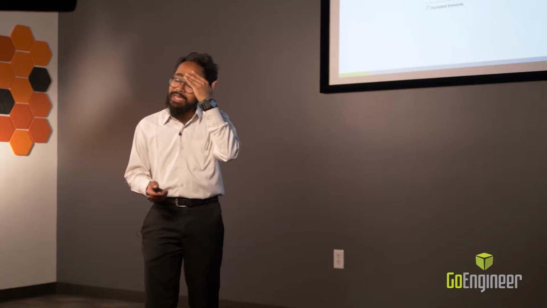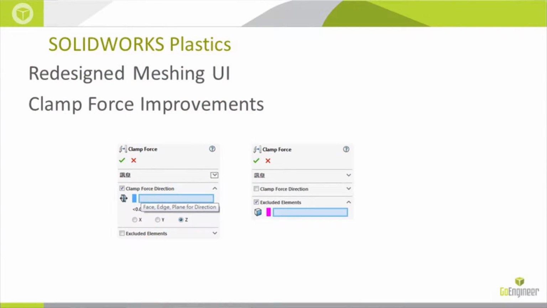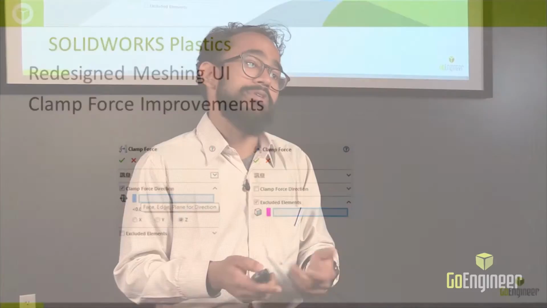Besides that, we've made clamp force improvements in the sense that you can actually specify the direction of ejection, so the clamp force is calculated only in that one direction. So typically, we used to calculate clamp force in 3 directions, but because of this improvement, our clamp forces are a lot more accurate.